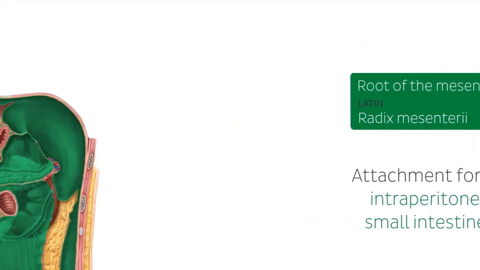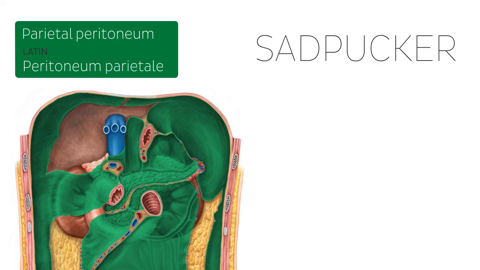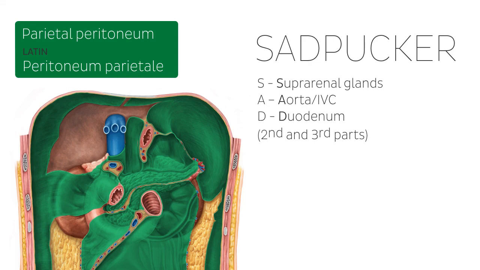So to finish off this tutorial, let's look at the parietal peritoneum. You may remember that I mentioned before that the kidneys are retroperitoneal structures, and this means that they are located behind the parietal peritoneum, which is highlighted in green in this image on the left. A mnemonic that can be used to remember the retroperitoneal structures in the abdomen is Sadpucker. S stands for the suprarenal glands, otherwise known as the adrenal glands, A is for aorta and inferior vena cava, and D is for the duodenum.